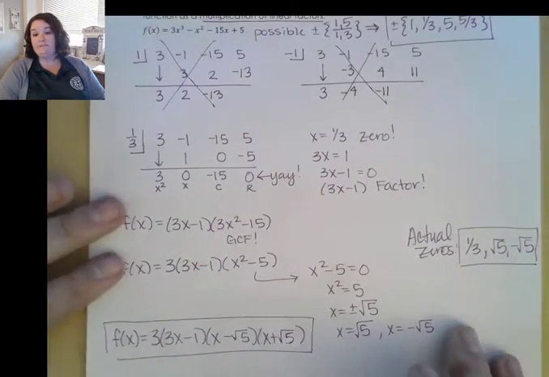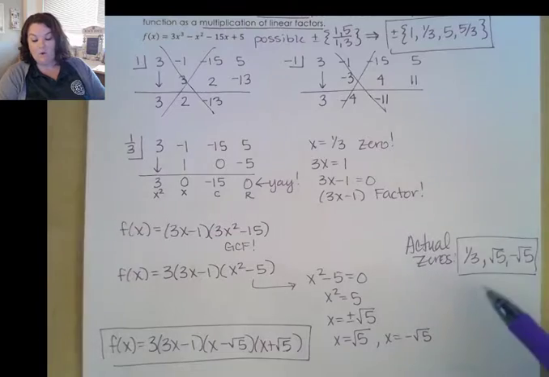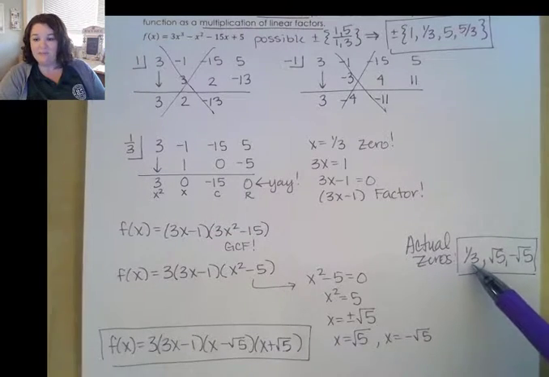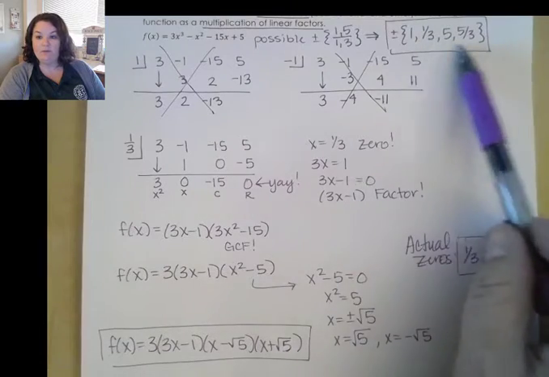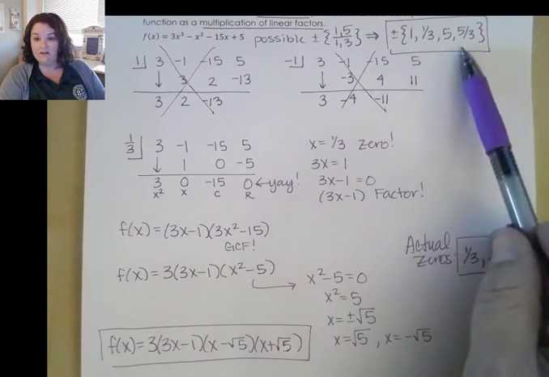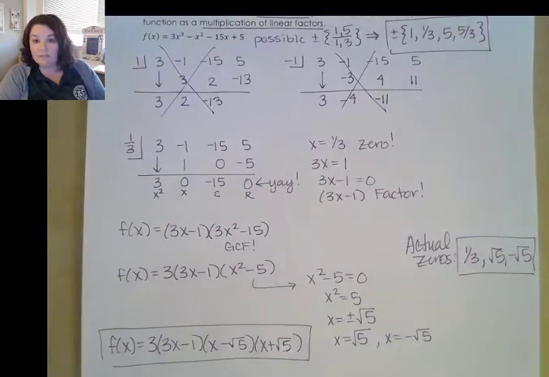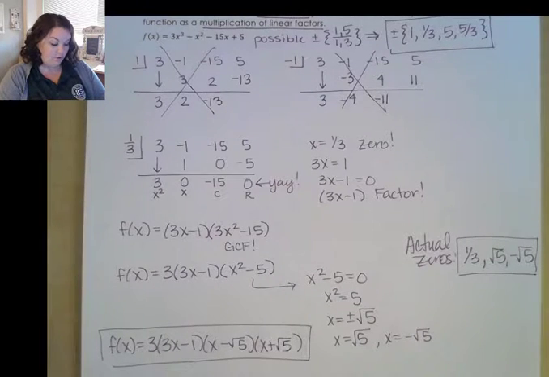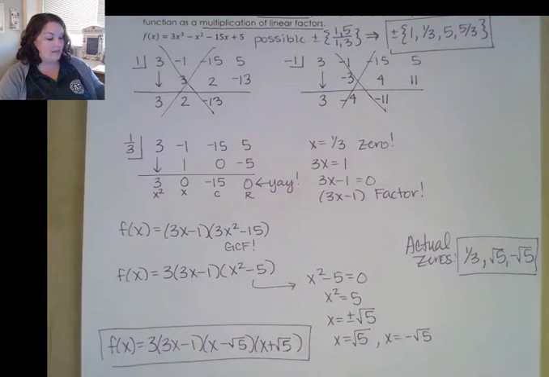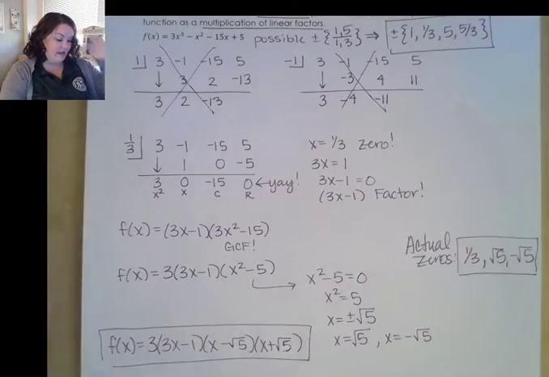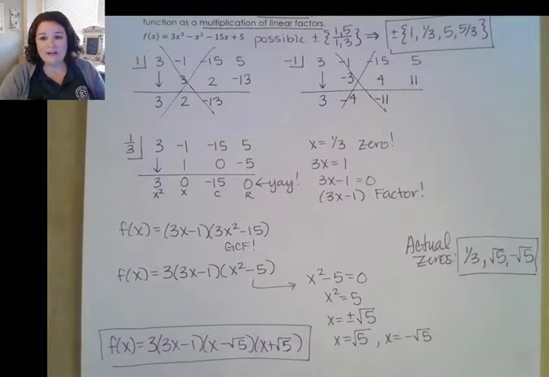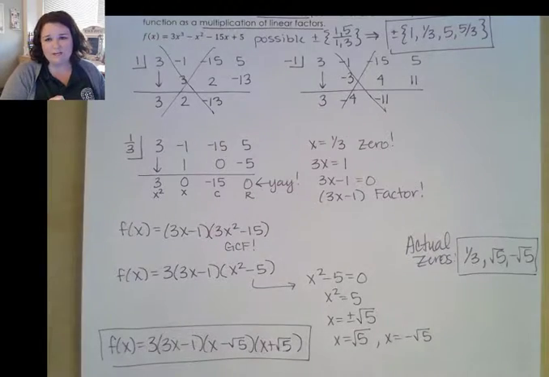Which is kind of crazy if you think about it, because since the only rational zero we got here was 1/3, that means if we would have checked all of these numbers in both the positive and negative version, 1/3 is the only one that would have worked. Crazy. All right, let's look at another one. I'm going to look at the one on the next page, and then I'm going to have y'all try a couple before I do a really hard example.